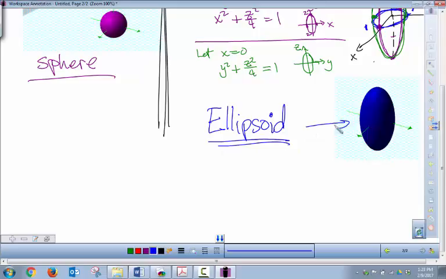So this is called an ellipsoid. In general, your ellipsoid will have the form x squared over a squared plus y squared over b squared plus z squared over c squared, is equal to 1. And just like the ellipse, if we move the center, it'll be x minus x naught, and then you'll have a new center.